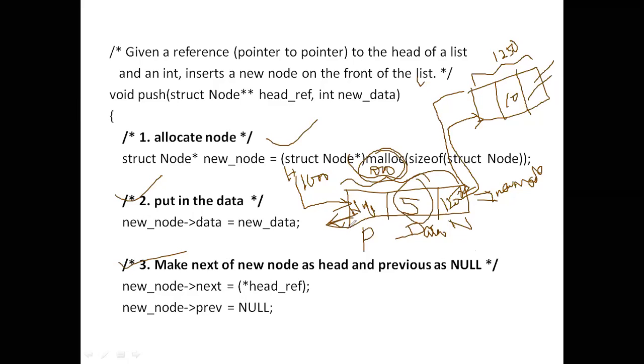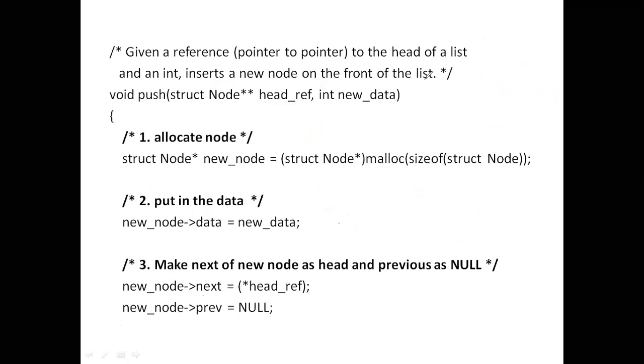Yes, previous as null. So null has been stored in new node arrow previous. Star head reference is what now? 1000. This 1000 will be stored. Before, star head reference was what? 1250. Am I correct? This 1250 will be stored in new node next. That's why here I am getting 1250. Clear? Yes, clear, ma'am. Everybody? Okay. Next.